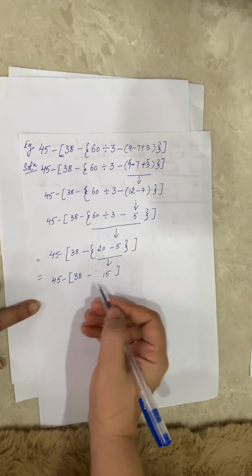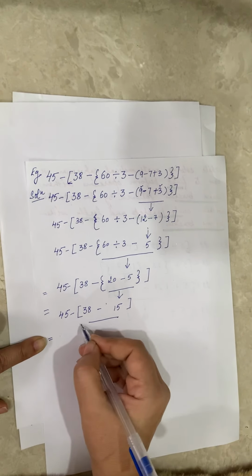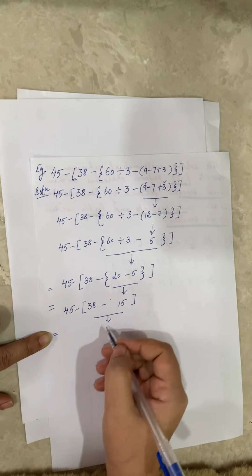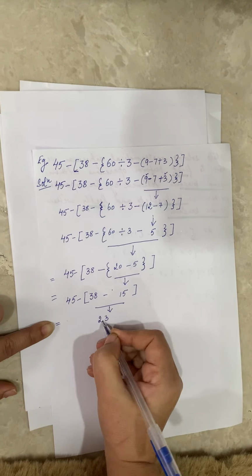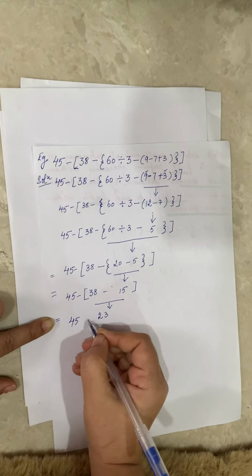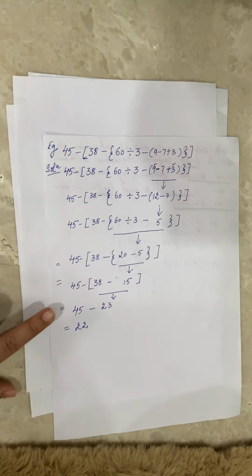Now 38 minus 15, we have to solve this, so underline it and put the arrow. This is 8 minus 5 is 3, 3 minus 1 is 2, so 23. 45 minus 23, my answer is 22.